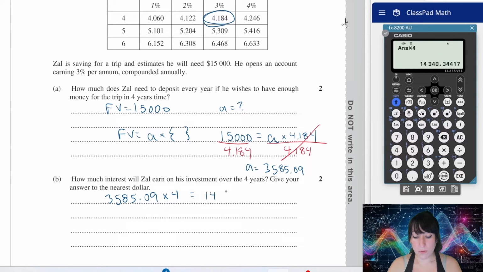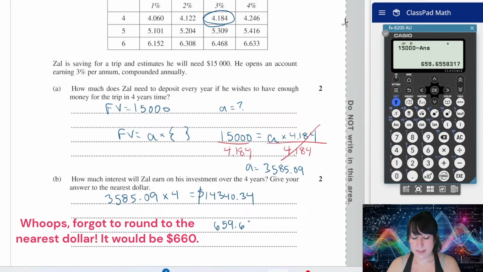He has deposited $14,340.34. Now, he has a future value of $15,000. So the difference between how much he has deposited himself and his future value is the interest earned. So if we subtract that from 15,000, we'll get $659.66.